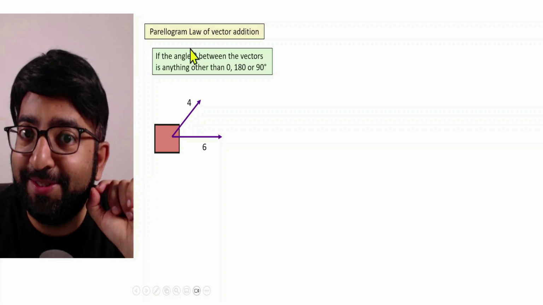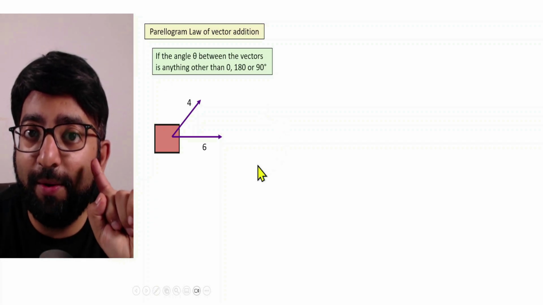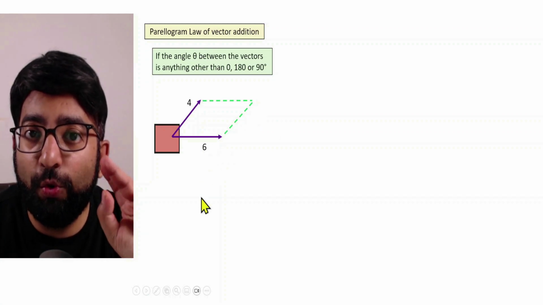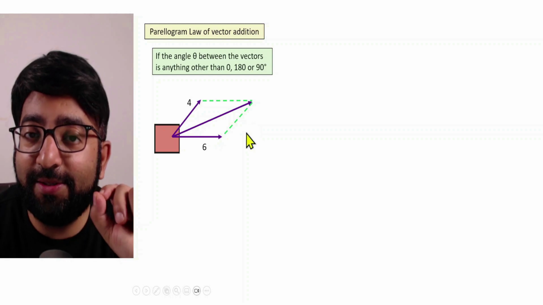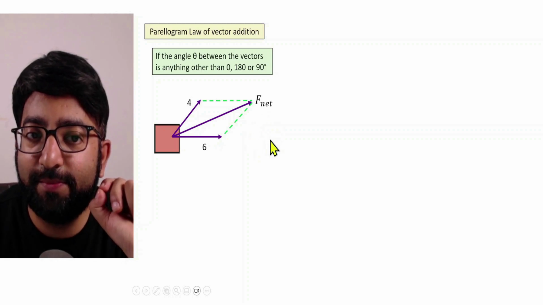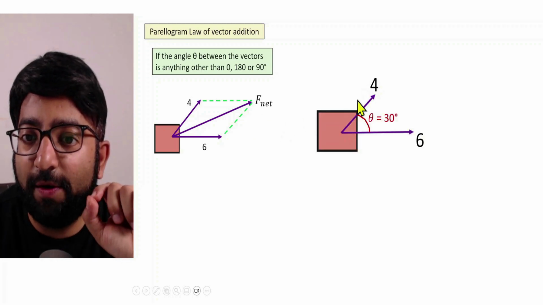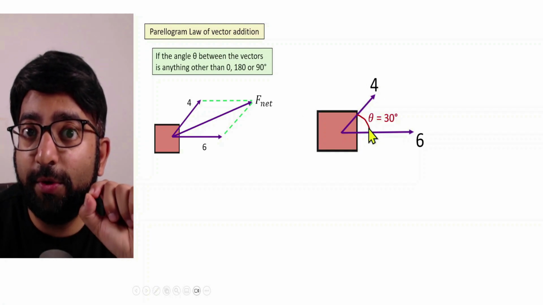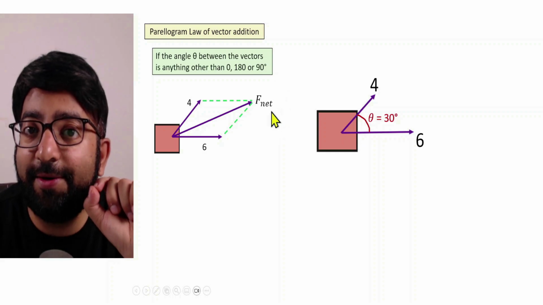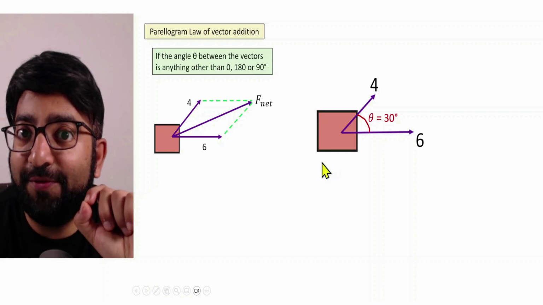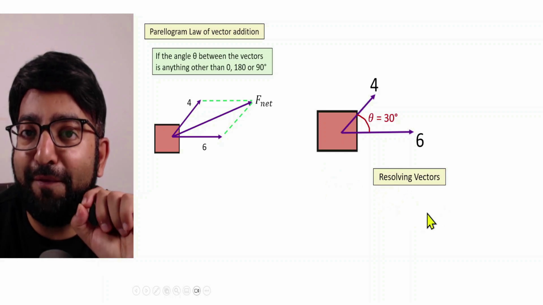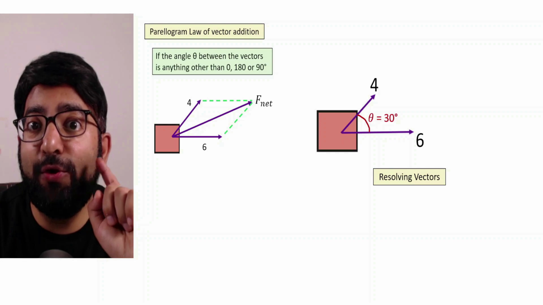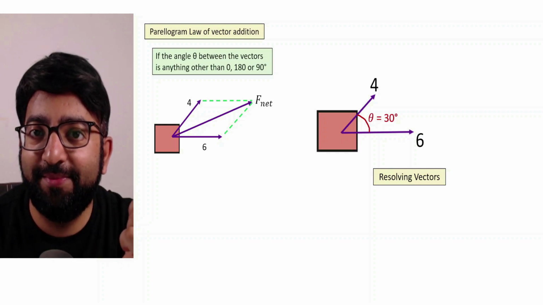We are going to apply the same parallelogram law. Step number 1 was to create a parallelogram like this using the two vectors. Step number 2 was to draw the diagonal, and this diagonal represents the net force. Now let me consider a specific situation when the angle theta is 30 degrees. So in this case, how are we supposed to find the magnitude as well as the direction of the net force? To do this, we have to learn something called resolving of vectors. Resolving vectors basically means there will be a vector which we need to break into the two components. Let me explain.